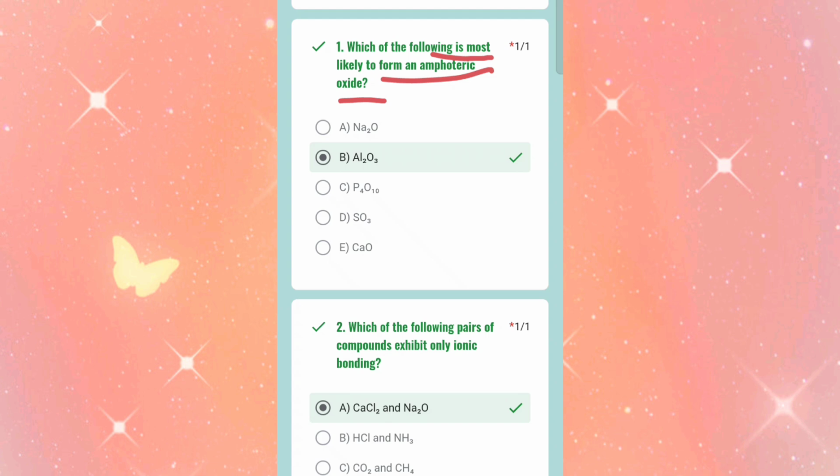Okay, this is Na2O. Sodium is in the alkali metals. Okay, alkali metals form basic oxides, so this is not correct. Okay, P4O2, this is acidic, this is also acidic, and this is basic.